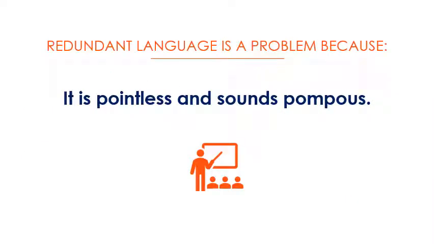Getting rid of these redundant pairs and redundant modifiers is important because this language is pointless, and at least in writing, this redundant language makes your message sound pompous. Redundant pairs, redundant modifiers, these are normal parts of oral English, but in written English, they do sound a bit legalistic and therefore a bit pompous. So get rid of them wherever you can.